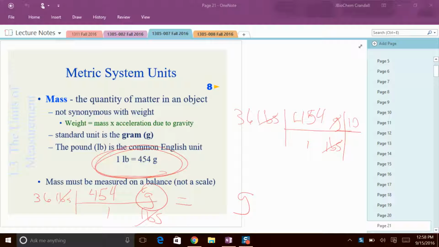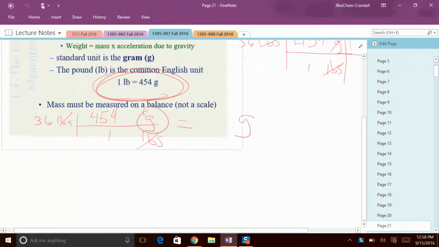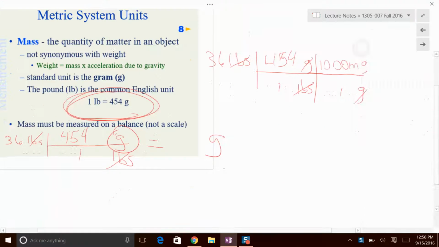So we left off last time talking about conversions. If we want to convert the mass of 36 pounds to grams, we need the conversion factor: 1 pound equals 454 grams. And then we can set it up in this fashion, and that will find us our grams. Okay? All right.